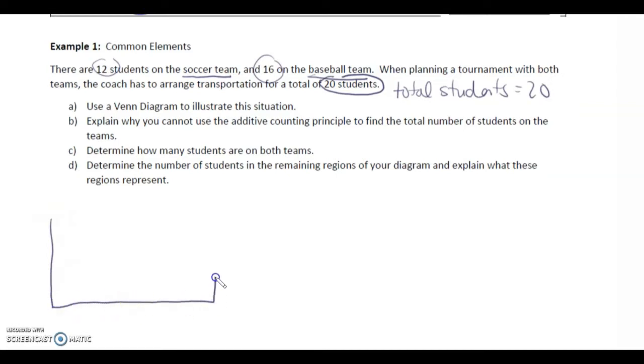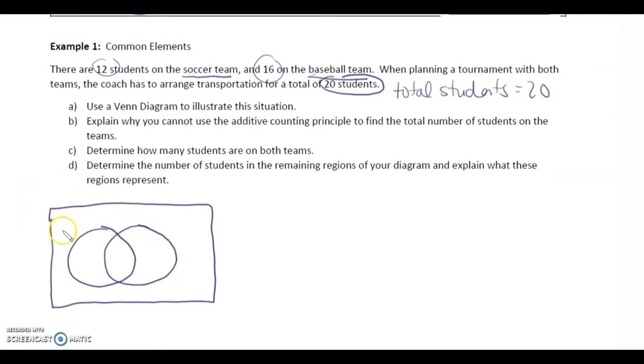We would have a box, and what this box represents is every element in all of the sets that we're talking about. I'm going to go ahead and draw 2 circles. This circle is going to be the number of people on the soccer team, and this circle is going to be the number of people on the baseball team. If you have a number outside the circles, that would be the leftover students who are not on the soccer or the baseball team. That is not going to be a part of this question because for the scope of this question, we're just talking about the 20 students.